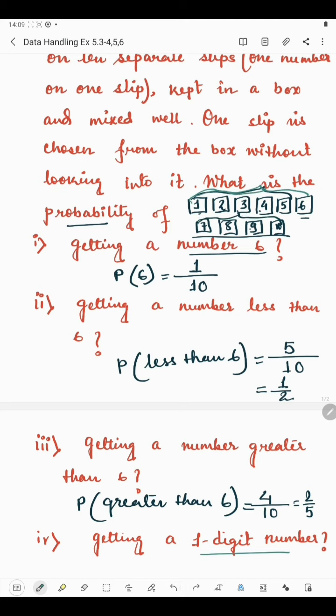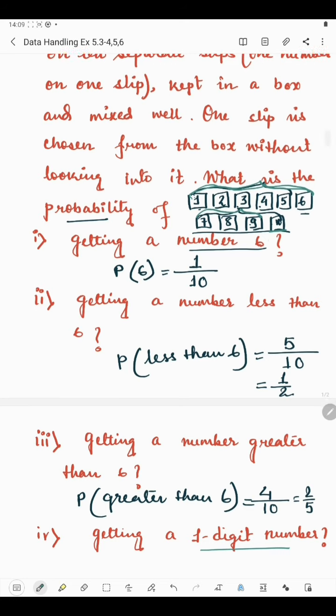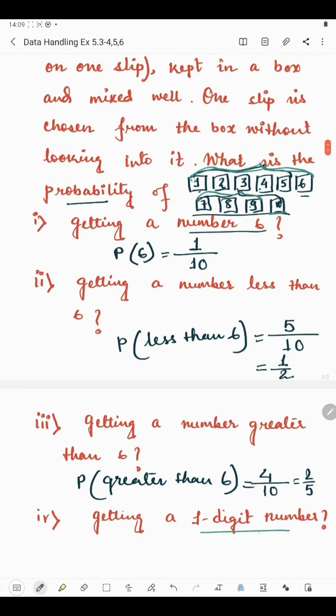From 1 to 6 and 7 to 9, means 1 to 9, all are having one digit. Only 10 is having two digits, so we won't include 10. So we will have to find the probability of getting a one digit number. How many one digit numbers are there? 1 2 3 4 5 6 7 8 9, 9 one digit numbers are there.